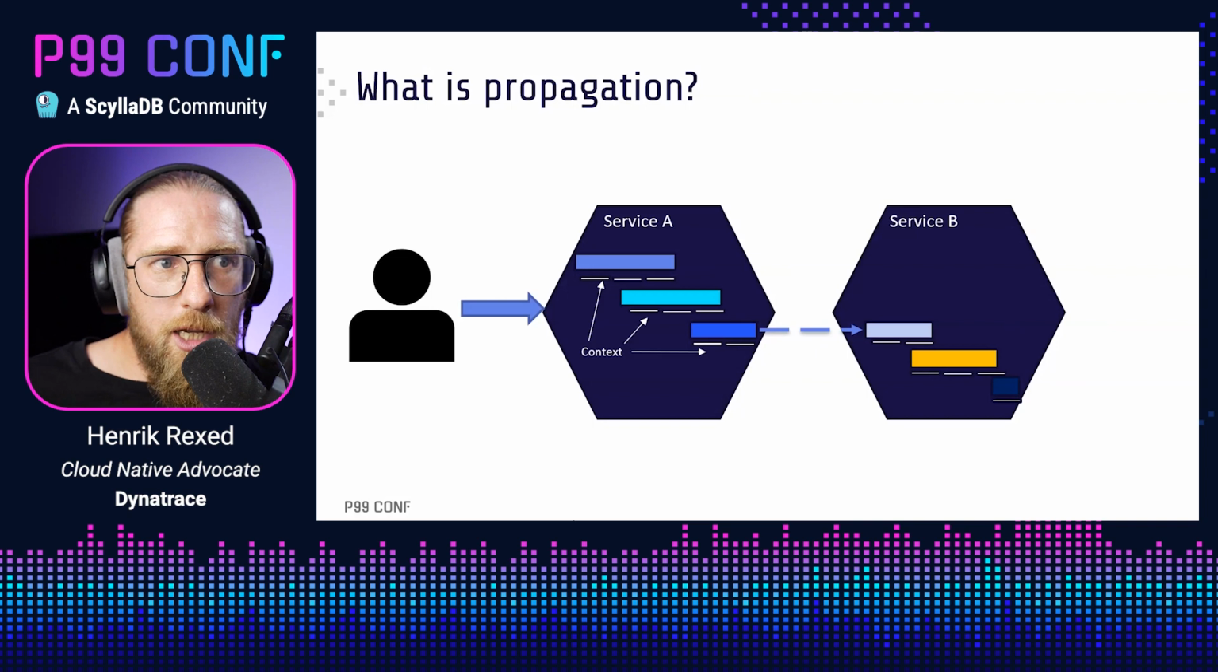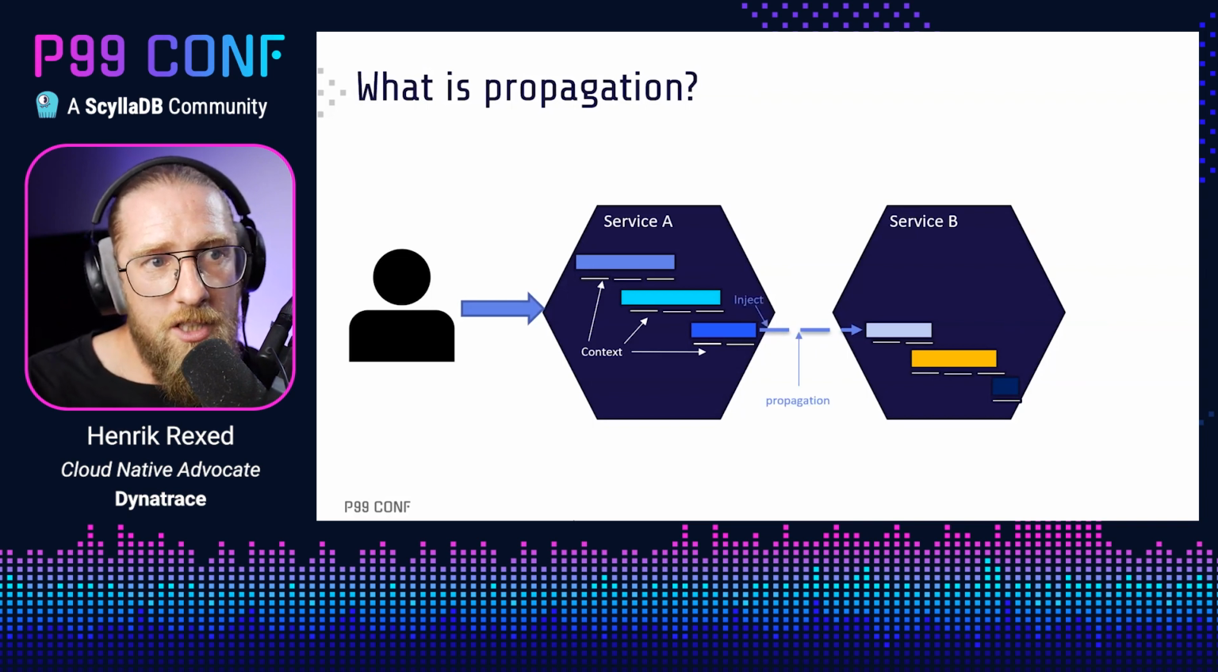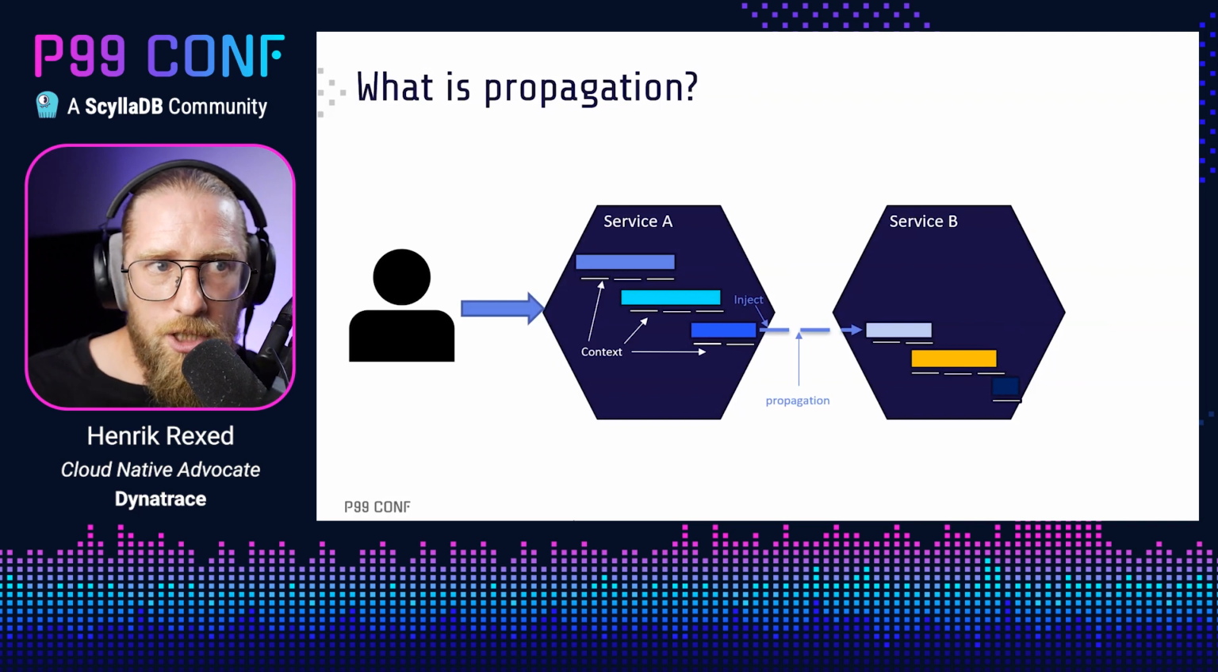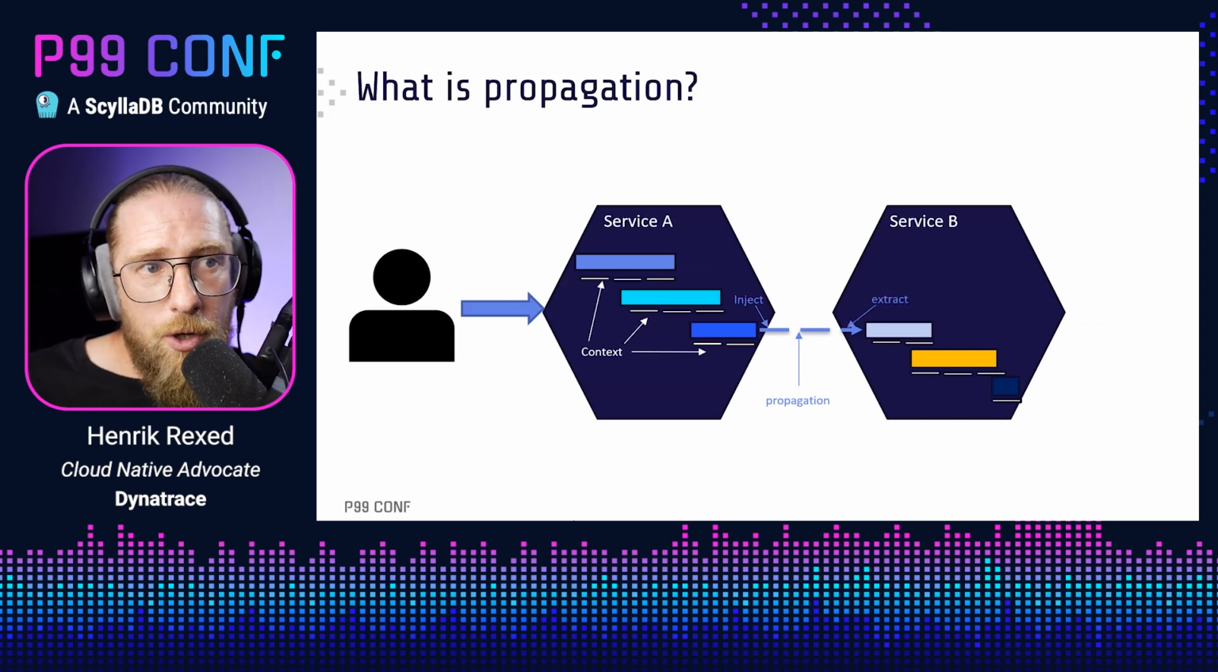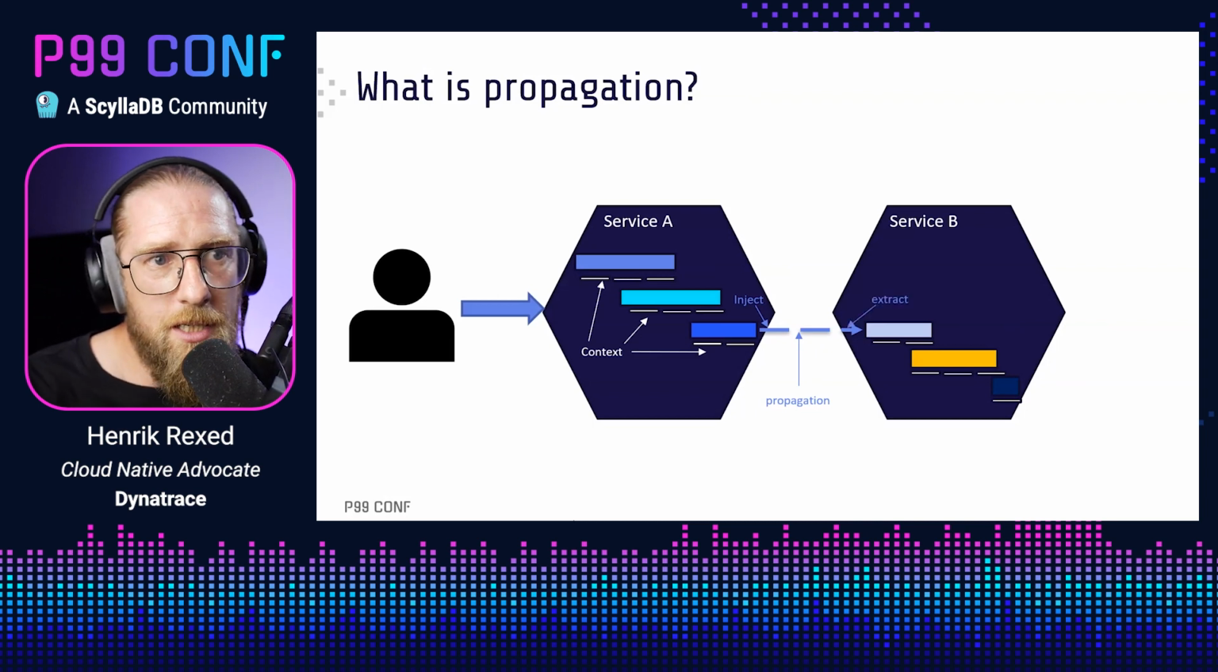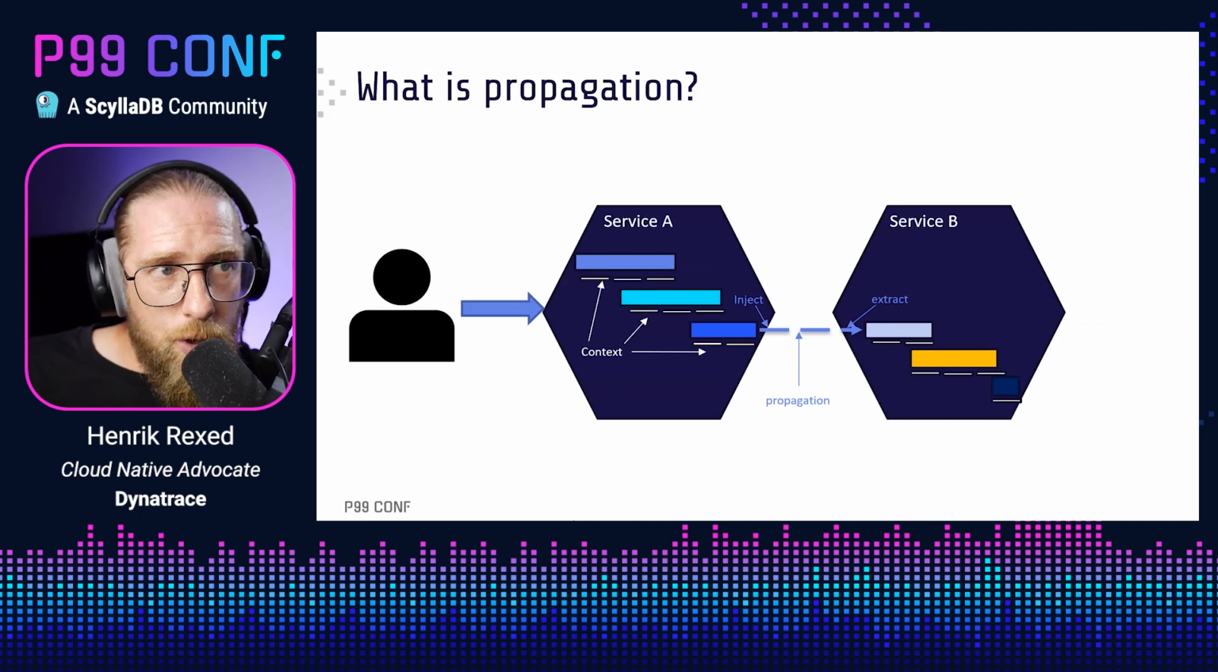But how can I make sure that the trace will continue when I'm calling service B? Well, this is where propagation comes into the picture. In the case of HTTP, very simple, we will inject a header in the call to service B with the trace context, so trace ID and span ID, which means the first thing that service B does is extract the trace context, and then from there, it can continue the trace, and then I will have an end-to-end trace from A to B.